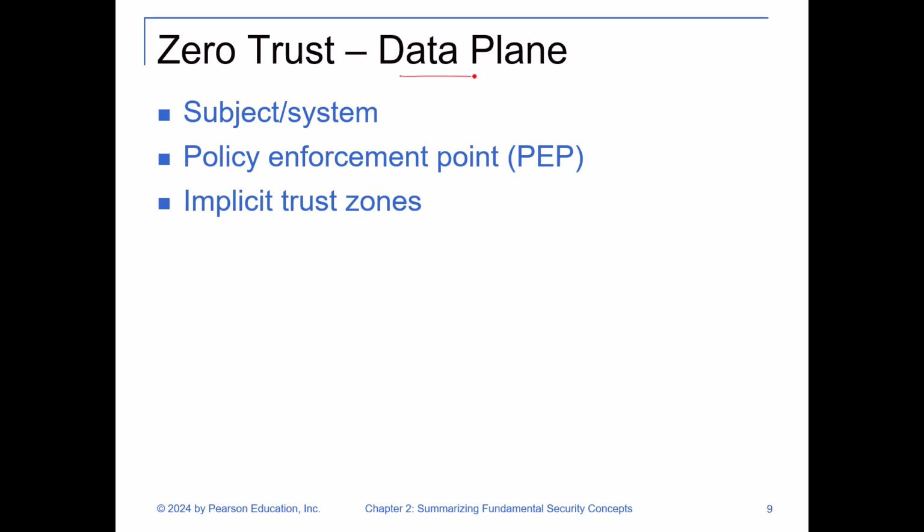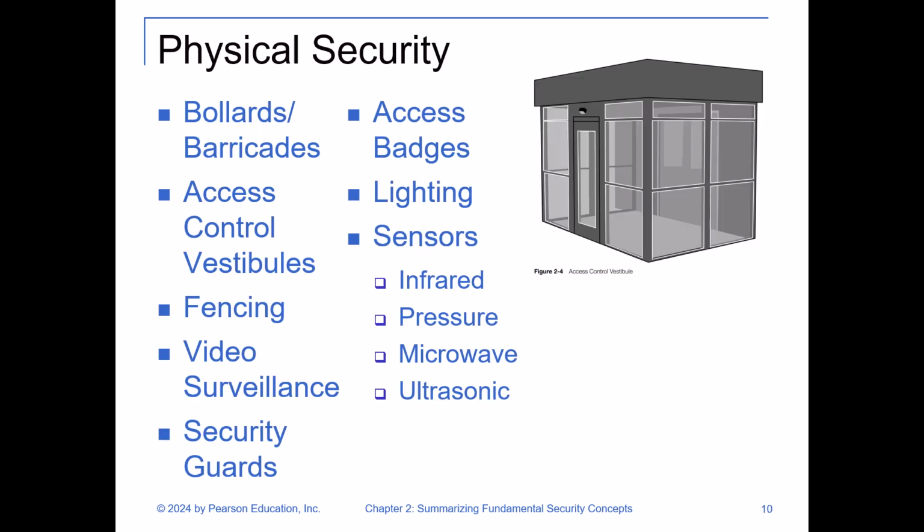Our data plane are the subject and systems, our enforcement points, and the implicit trust zones. These 2 planes help build up our zero trust. And again, the counter to zero trust is getting away from that defense in depth and moving away from the inherent trust that is there by default.